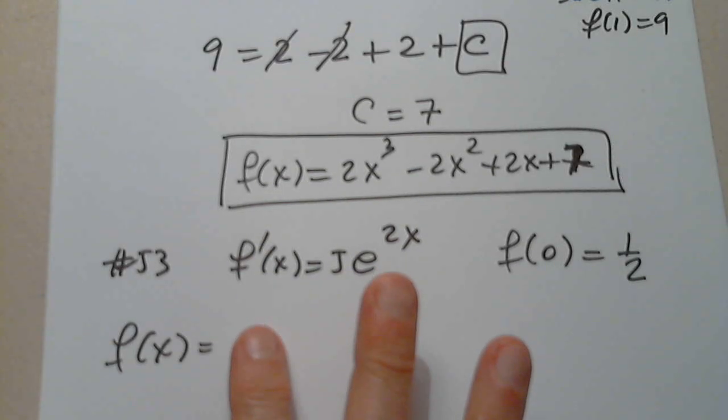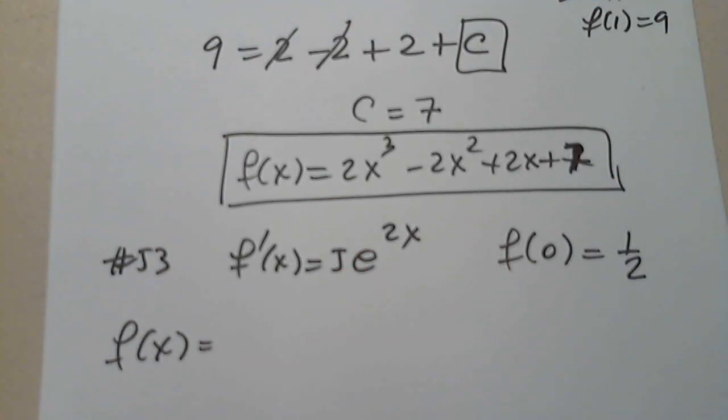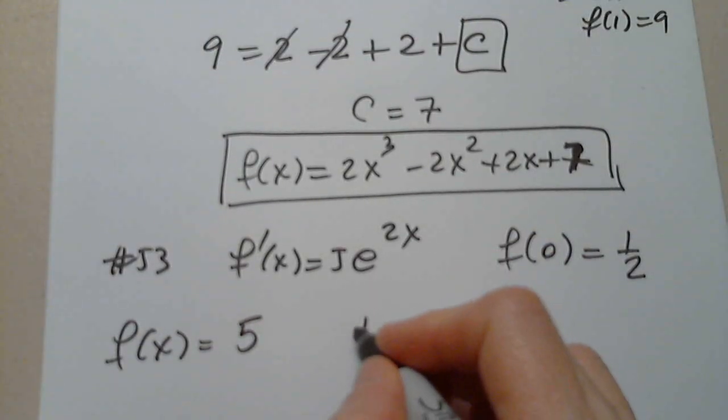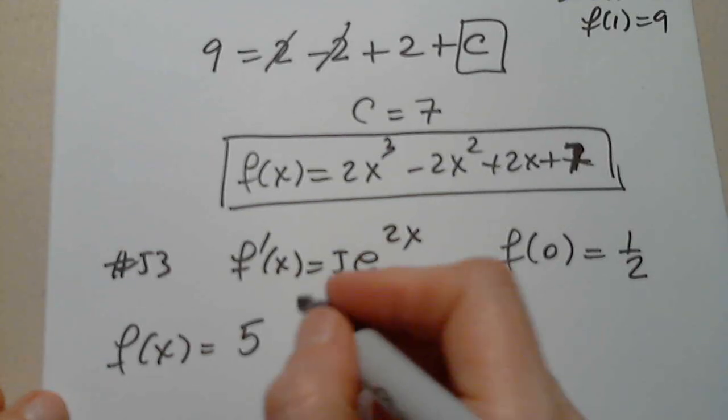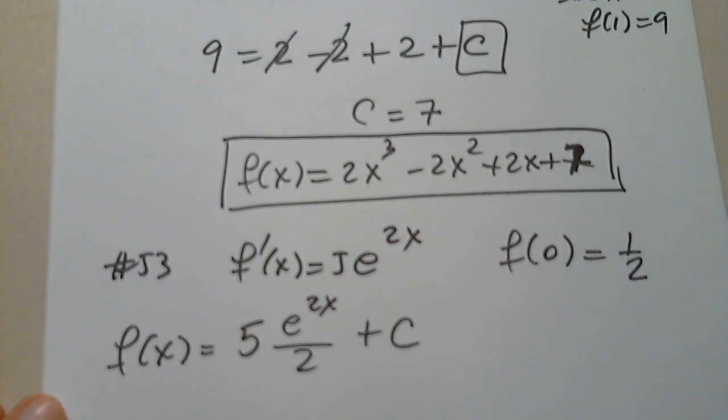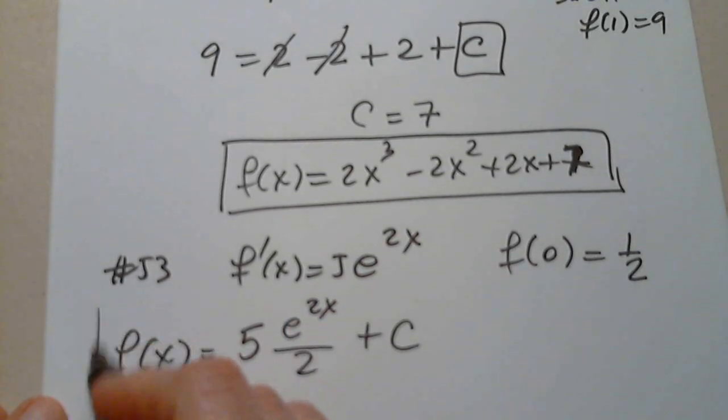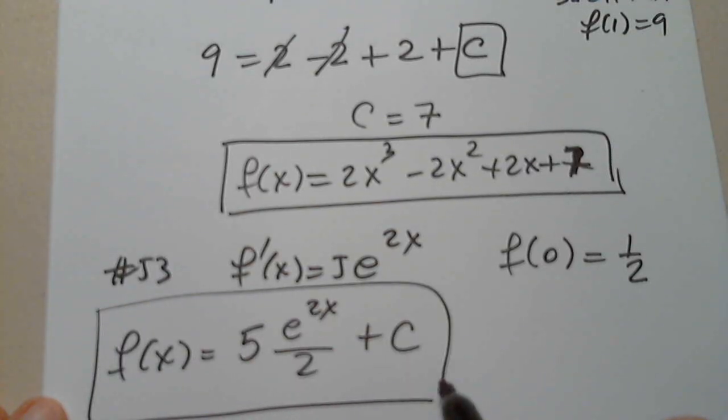Can anyone give us a function that we differentiate to get 5e^(2x)? Five is 5, something plus a constant c. e^(2x) over 2. Exactly. Thank you very much. Good. This is the most general antiderivative. However, this is not what they want.